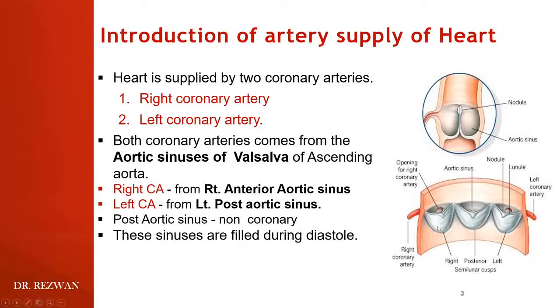The right coronary artery is mainly coming from the right anterior aortic sinus, and the left coronary artery is mainly coming from the left posterior aortic sinus. This is actually present at the left posterior aspect. The posterior one is actually non-functioning because it does not have any opening for the coronary arteries. During the time of diastole, these aortic sinuses are filled with blood.